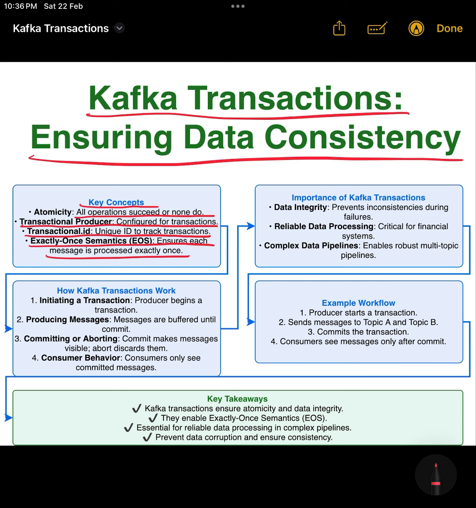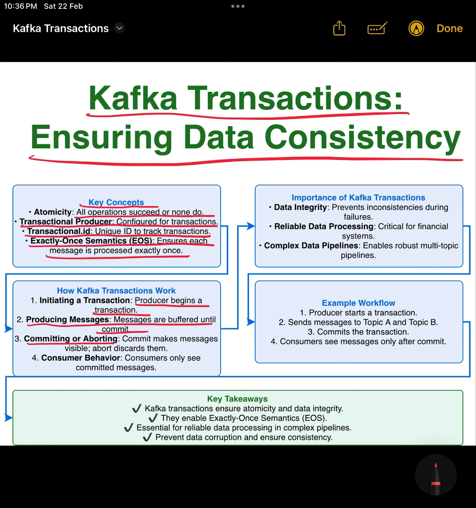How Kafka transactions work. 1. Initiating a transaction. A transactional producer begins a transaction. 2. Producing messages. The producer sends messages to one or more Kafka topics and partitions. These messages are buffered until the transaction is committed.